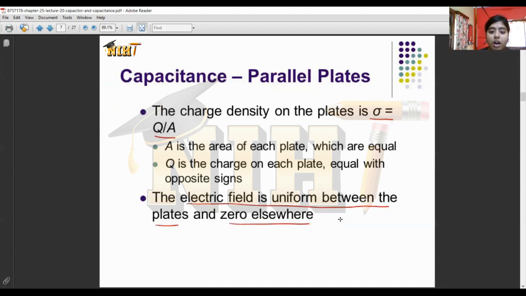These topics we have already discussed. Sigma is equal to Q by A, where A is the area of each plate and Q is the charge on each plate, and the electric field is uniform between the plates and zero everywhere else. It is uniform between the two plates A and B. And we know that uniform electric fields are represented by parallel, equispaced electric field lines, so there is a uniform electric field between the two plates.